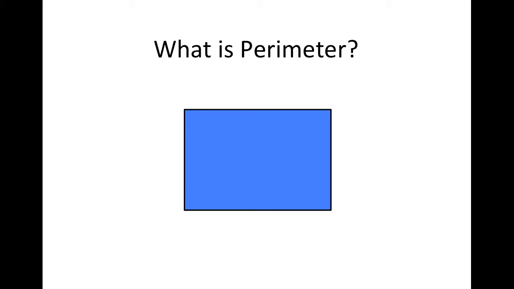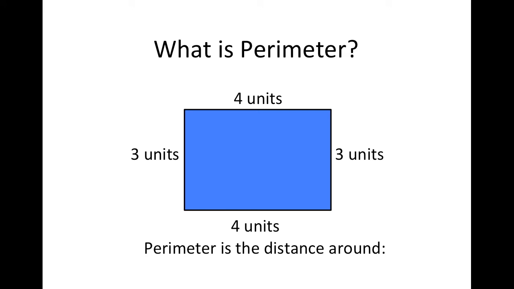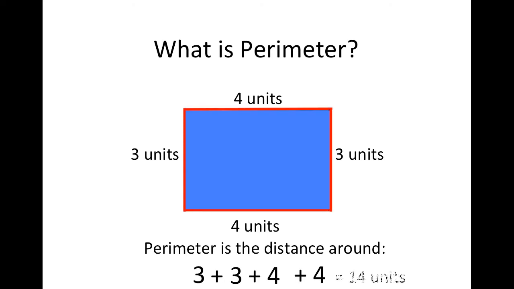How about perimeter? Taking the same rectangle and knowing that it's 4 units by 3 units, I can label the other two sides accordingly, 4 units and 3 units. The perimeter is the distance around. And so if I add up the distance around, I get 3 plus 3 plus 4 plus 4. Gives me 14 units around.